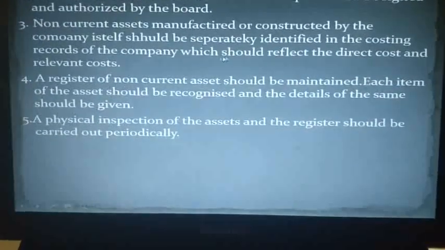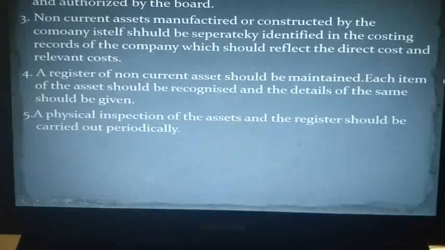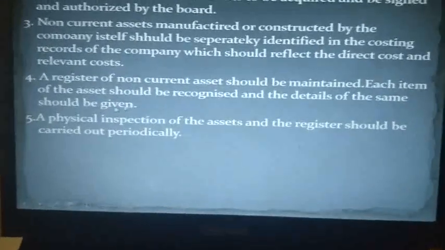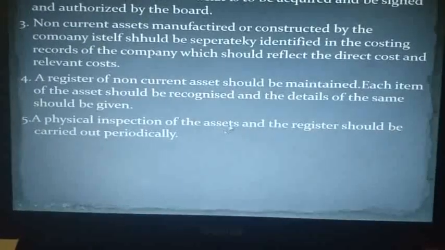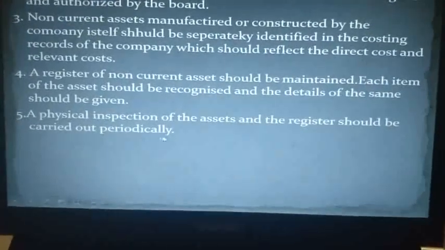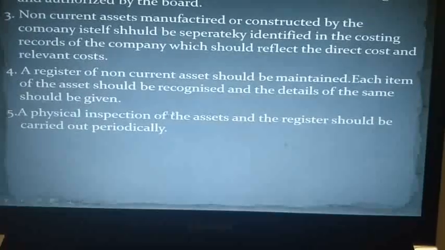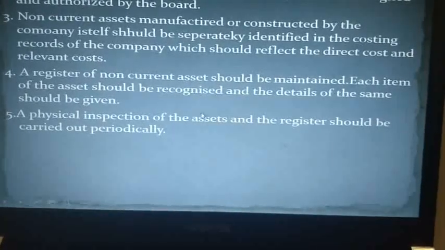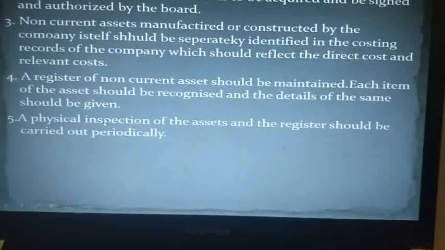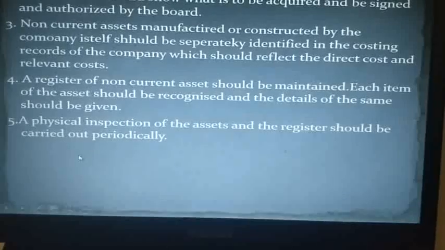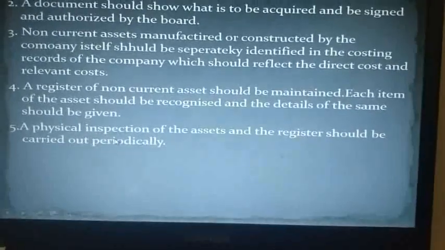A register of non-current assets should be maintained. Each item of the asset should be recognized and the details of the same should be given. Now also a physical inspection of the assets and the register should be carried out periodically. Okay, you should make sure that there is a physical inspection of the assets. What are the assets in the organization? These assets should be physically inspected and your register should be maintained and it should be carried out periodically.